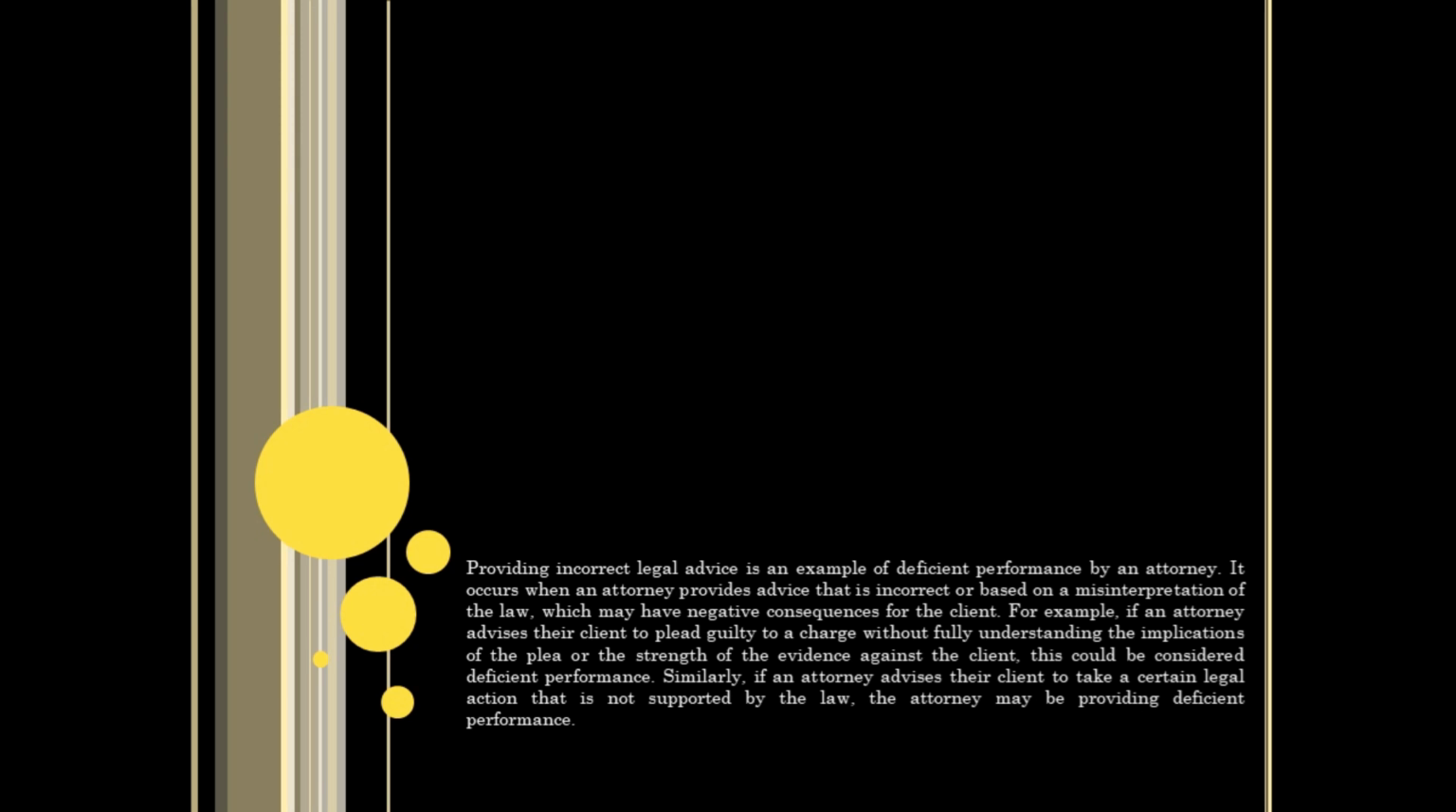For example, if an attorney advises their client to plead guilty to a charge without fully understanding the implications of the plea or the strength of the evidence against the client, this could be considered deficient performance. Similarly, if an attorney advises their client to take a certain legal action that is not supported by the law, the attorney may be providing deficient performance.